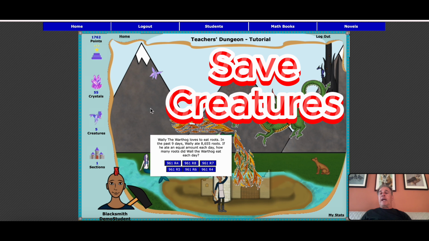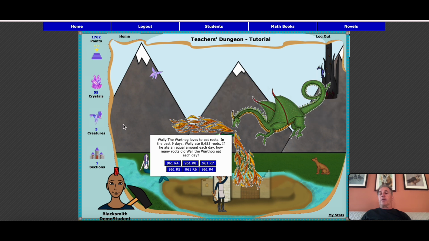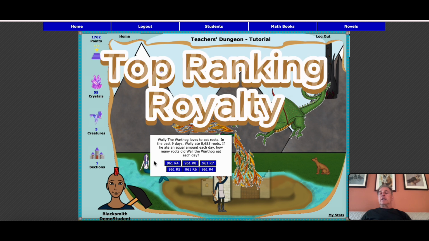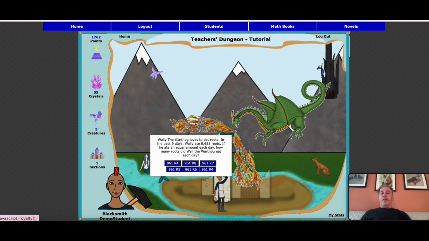dog, the mermaid, and this fairy right up here. They can also rebuild their castle to its full glory and work their avatar from blacksmith all the way up to the top ranking royalty within their realm.